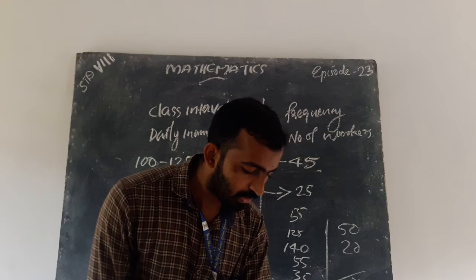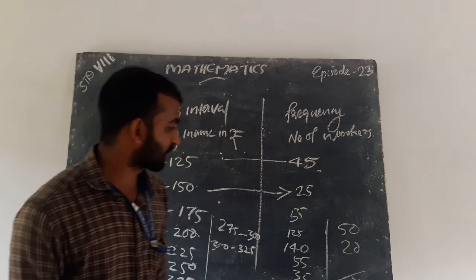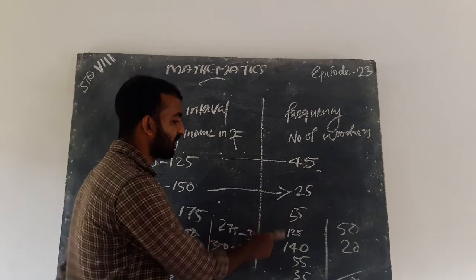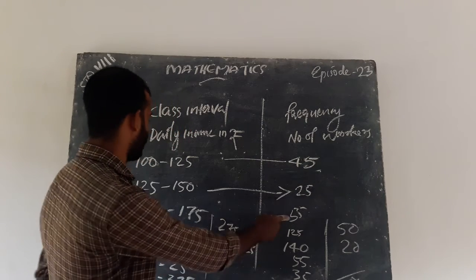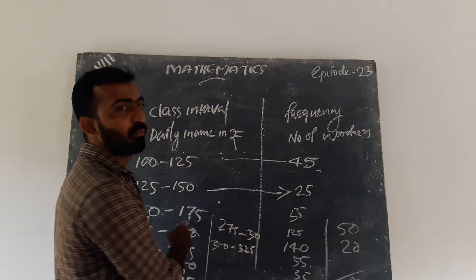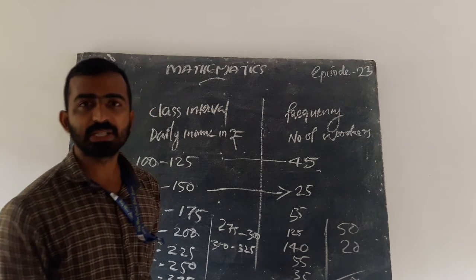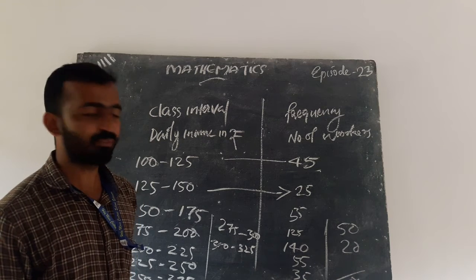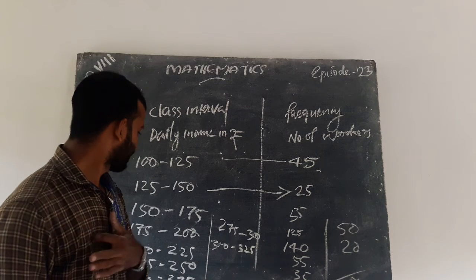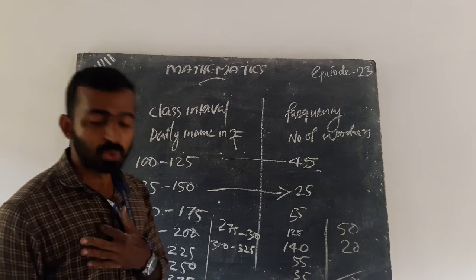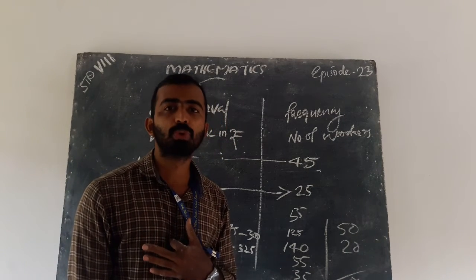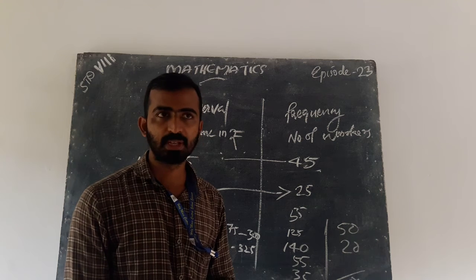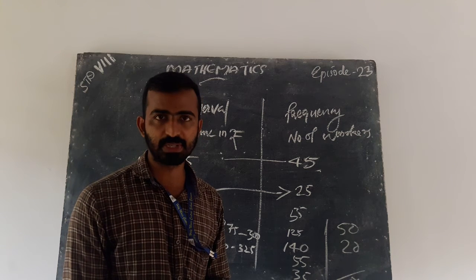Which two classes have the same frequency? That is, the same frequency is 55 and 55. That is 55 corresponding to the class 150 to 175, and the next is 225 to 250. These classes have the same frequency.